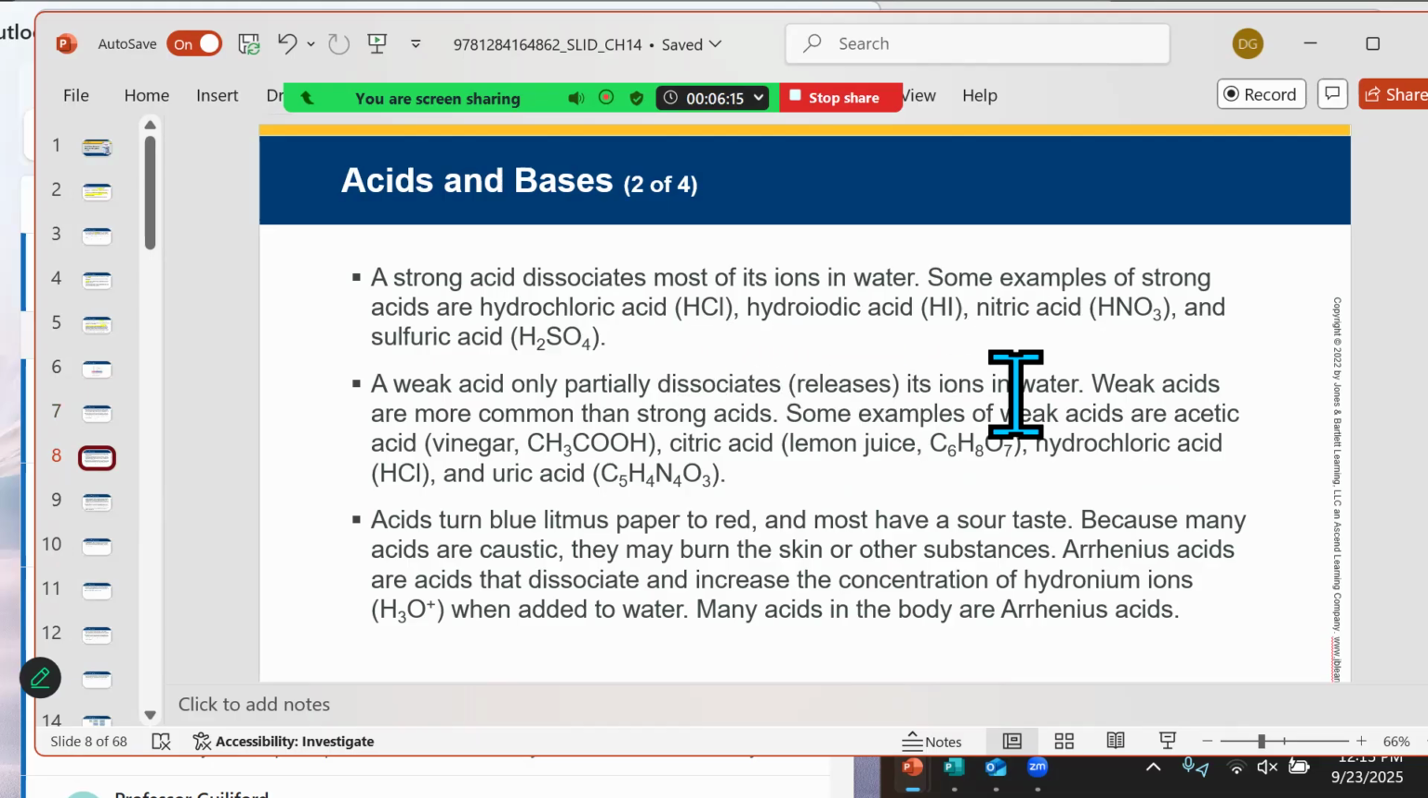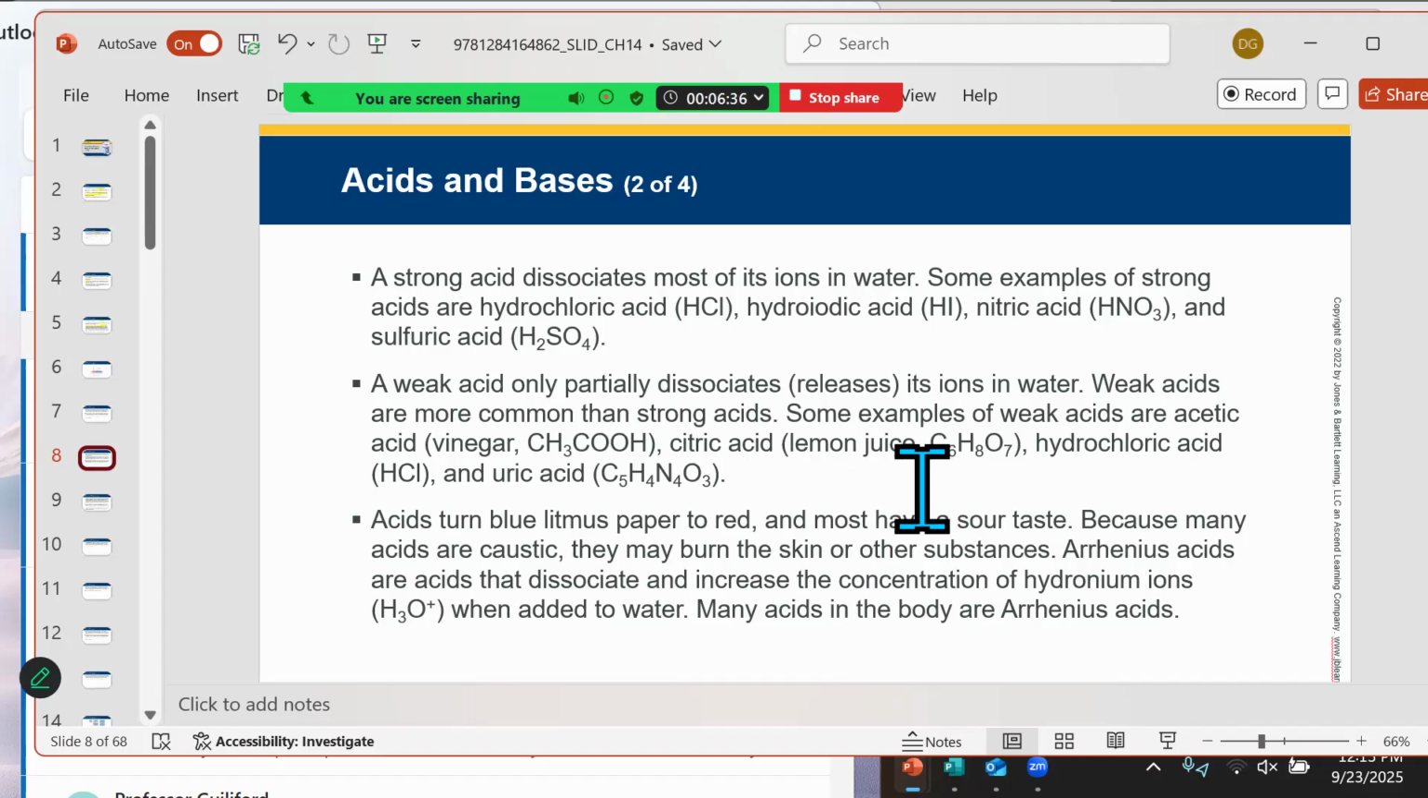Not familiar with that one. And there's nitric acid and sulfuric acid. Those are all strong acids. Some weak acids that we actually deal with: vinegar would be a great example, citric acid, uric acid. And you can test the pH with litmus paper.